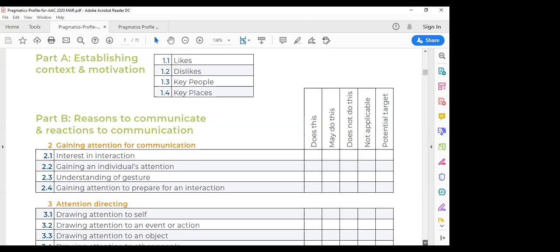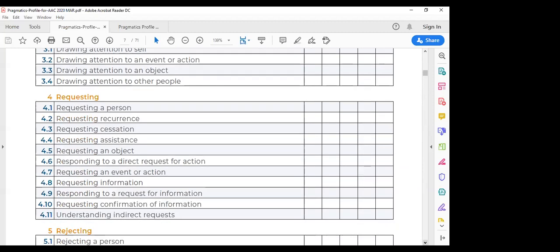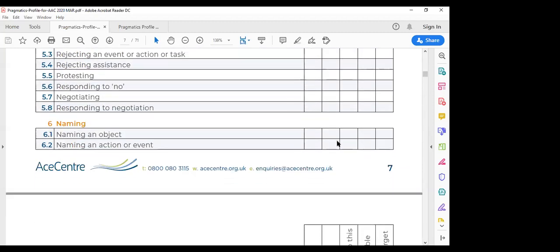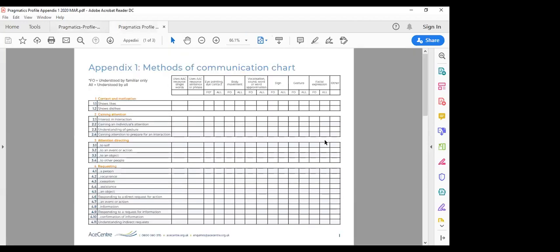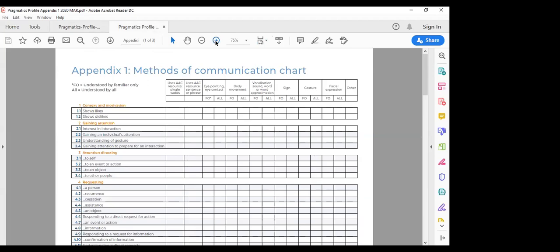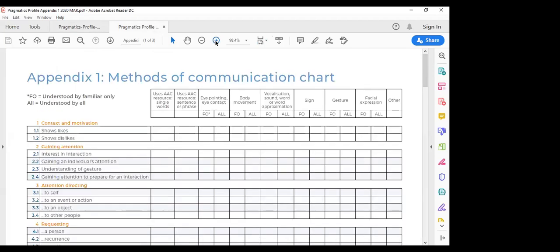So as you go down the summary chart, you can see that each section is covered, so that you end up with a bit of a record, a summary of all the responses. The other thing that I also wanted to show you is, hang on, there is also an appendix at the back of the profile that again is a summary of all of the things that you've elicited from parents and caregivers and team members around that individual. And it might be that you want to document all of that in the one place.